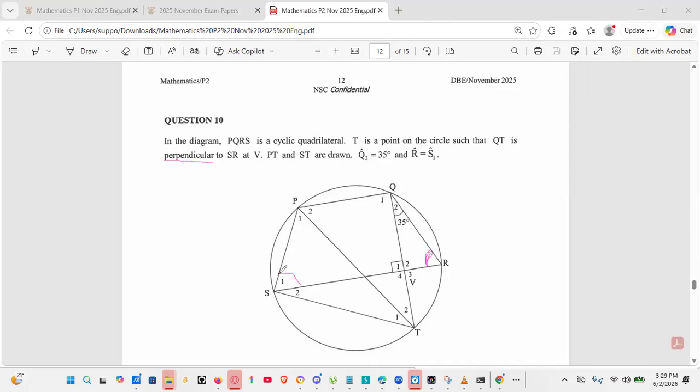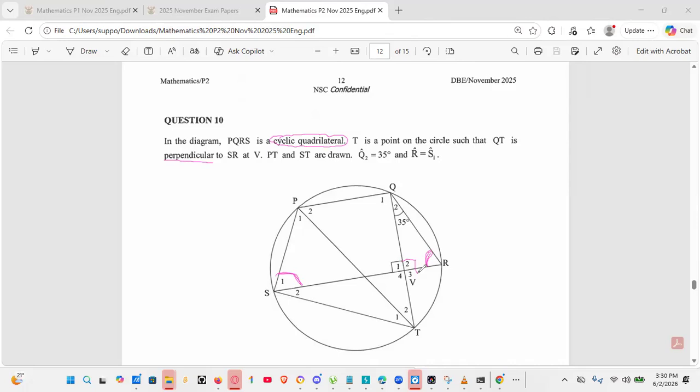We're also given it's a cyclic quad, PQRS, but we already see it's a cyclic quad because it's inside the circle and all of its points are touching the circumference of the circle. Therefore, it's a cyclic quad. And we're given that that's 35. So let's try and work out other angles that we can. So we know that's 90. Those are both on a straight line.